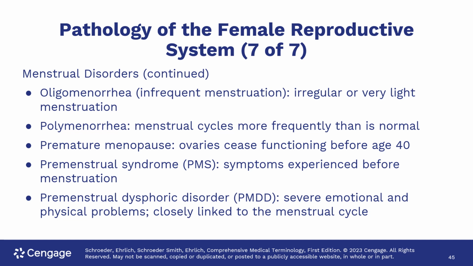Oligomenorrhea is infrequent and irregular bleeding. Poly is too many cycles. Premature menopause is menopause before 40 years old. PMS is premenstrual syndrome, which is a variation of normal. And premenstrual dysphoric disorder is PMS on steroids.